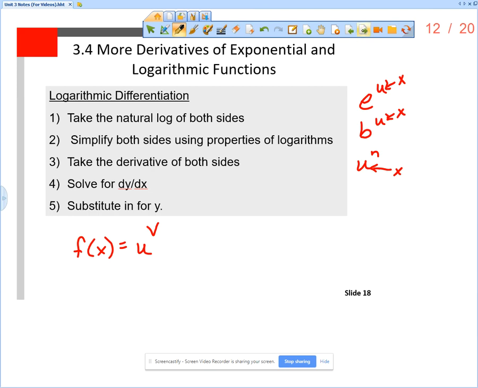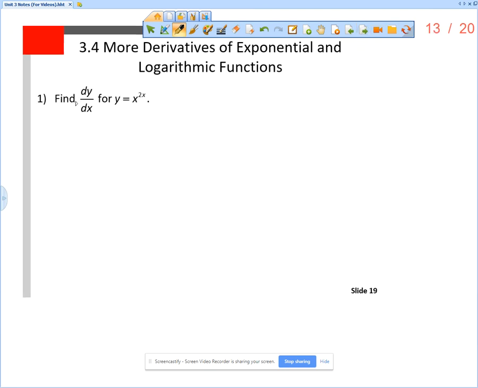All right, so we're just going to use an example here. Find dy dx for y equals x to the 2x. So notice this is x in the base and x in the power. So this is like our u to the v scenario. So we have some function u to some other function v as its power. All right, so first step says to take the natural log of both sides. So I'm going to take the natural log of y equals the natural log of x to the 2x. All right, so that's step one, very simple.